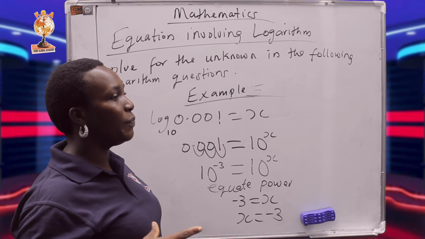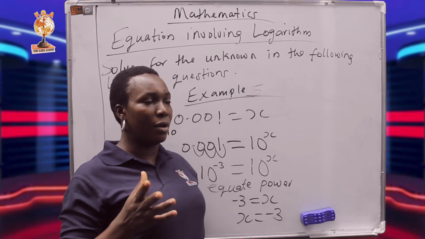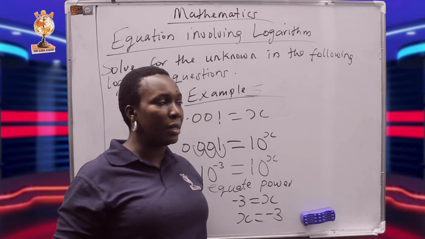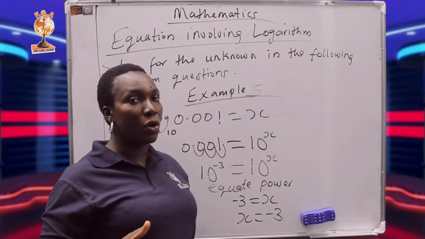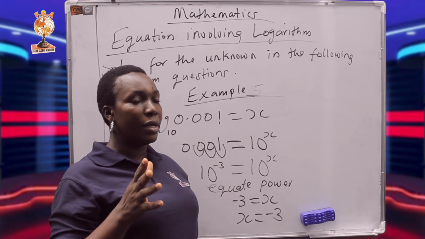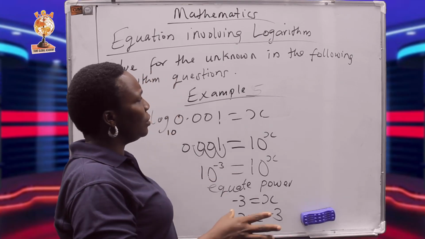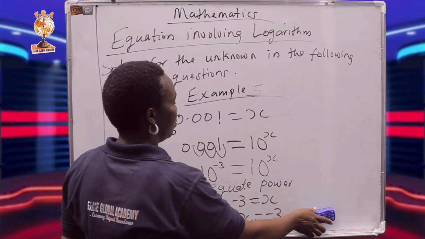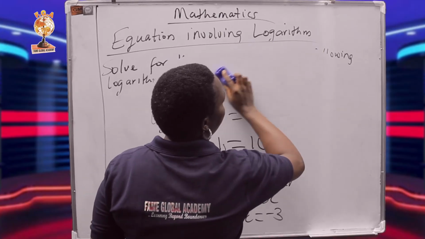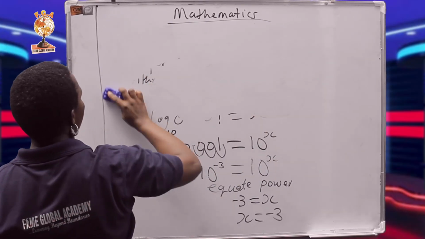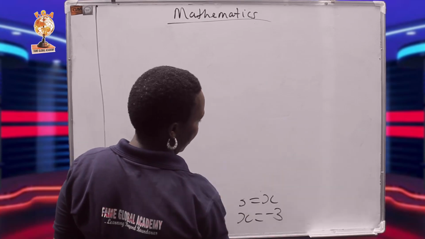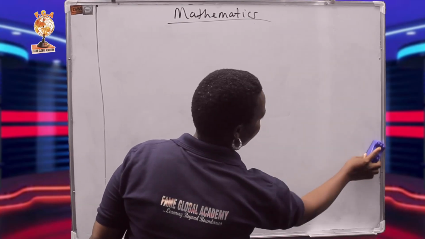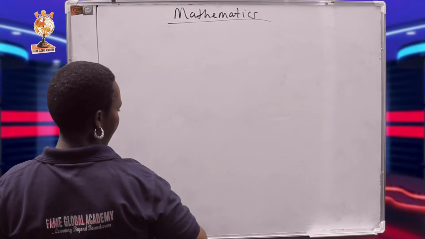So we have been talking about indices and logarithm. We have done examples on indices. We have done equations involving indices. We have also done examples on logarithm. And today we did an equation involving logarithm. So let's look at the difference between indices and logarithm. They have some differences and also similarities. So let's check out the difference between indices and logarithm, so that when you see logarithm, you should be able to identify it. When you see indices, you should also be able to identify it.